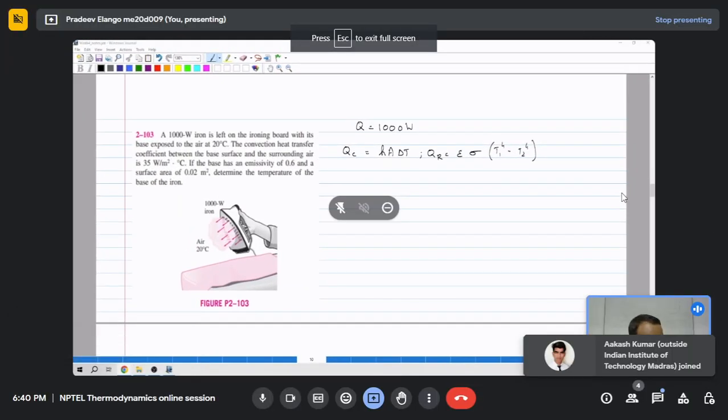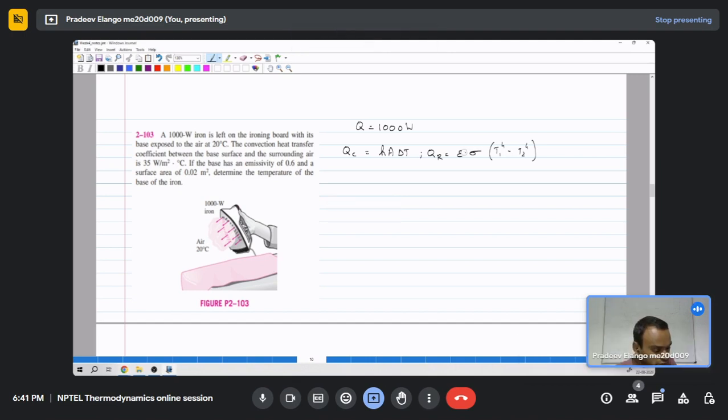Okay, so we have sigma epsilon A (T1 power 4 minus T2 power 4). Now the total heat Q is equal to QC plus QR. Area is given, H is given, so we can write this as 1000 is equal to QC, which is H, 35, into area, 0.02, into delta T, where T air is 20 degrees Celsius, and that would be 293 Kelvin.